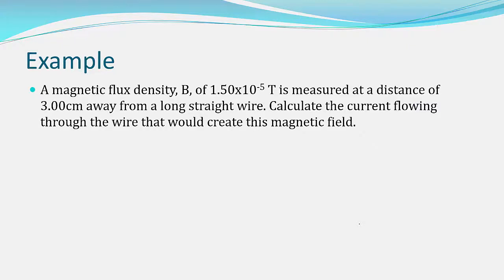Okay, so let's finish off with a simple problem. If we have a magnetic flux density of 1.5 times 10 to the negative 5 Tesla, and that's measured at a distance of 3 centimeters away from a long straight wire, calculate the current flowing through that wire that will create the magnetic field. So you've just got a wire, the current's going through it. In this, the direction doesn't really matter, and it's just asking what is the current in this wire that will create a magnetic flux density that gives us a certain amount of field at this point, which is 3 centimeters away.